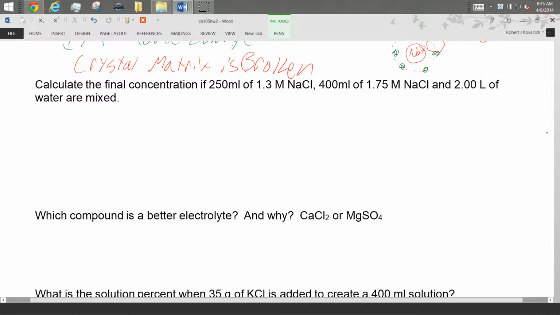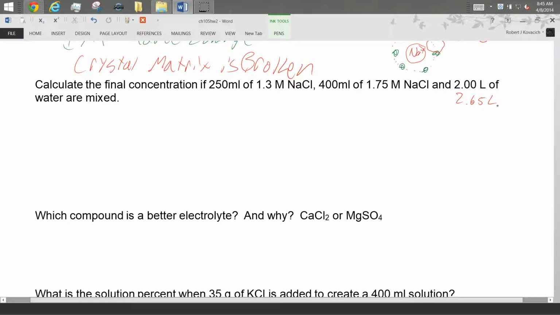So do we know what the total ending volume of the solution is going to be? So let's just add those guys up. I've got 2 liters, I've got 0.4 liters, and I've got 0.25 liters. So 2.65 liters. There's my total volume, right? Okay, so now I need to figure out how many moles I have.